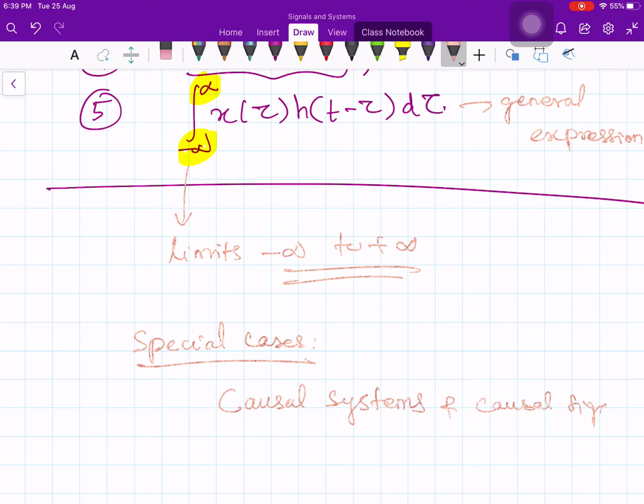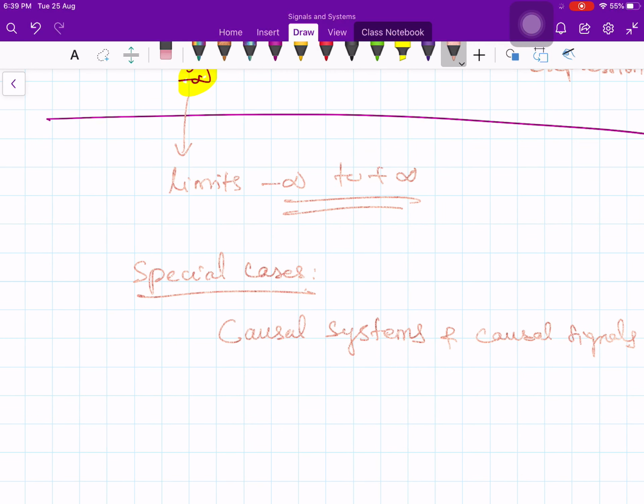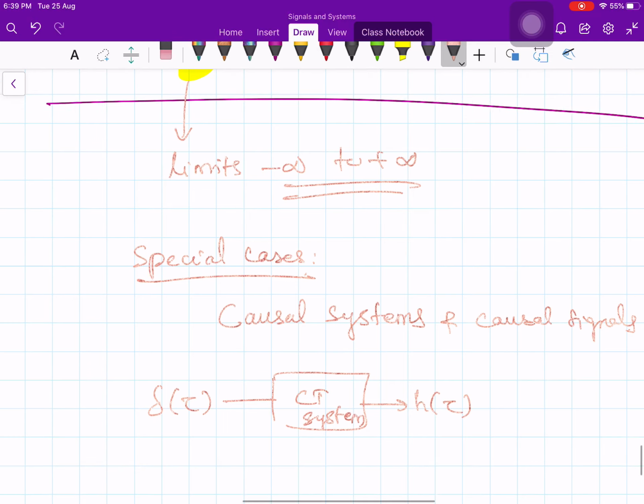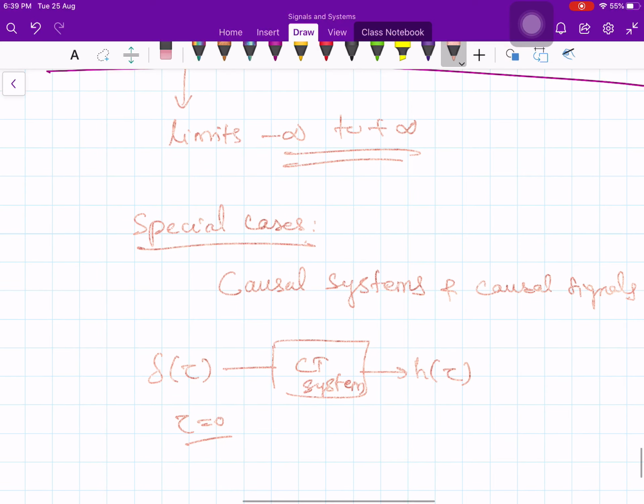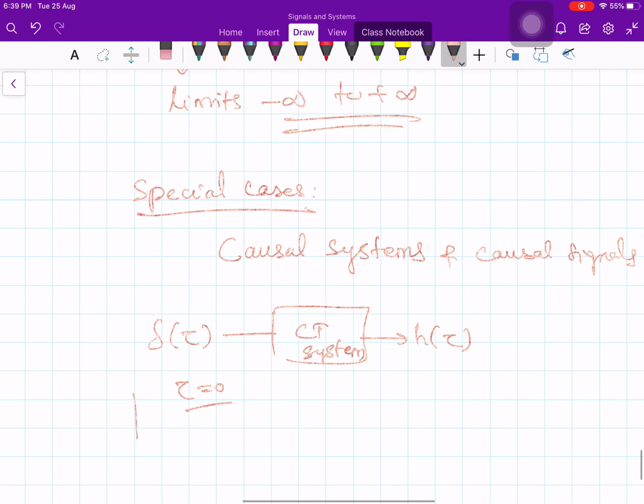We have already discussed what we mean by causal systems and causal signals, right? If the system is causal, then an impulse del of tau given to the CT system gives the output h of tau. So for t less than 0, the response will be 0, because the input is occurring at exactly tau equal to 0. Before that, how can you expect the output? The input occurs only at tau equals 0.